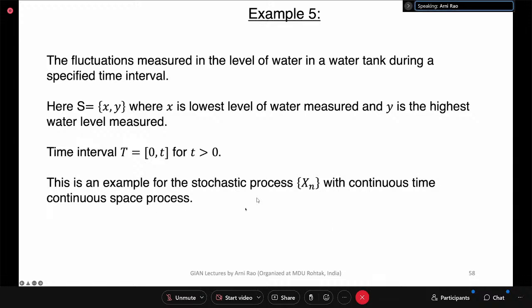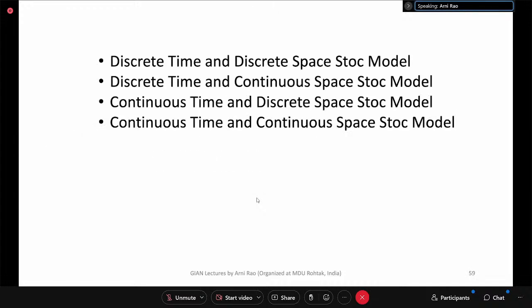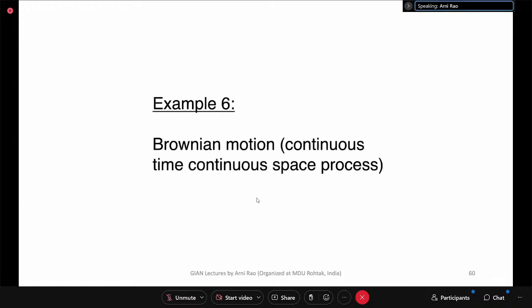So any type of model you build in the world for any type of situation, be it physics, chemistry, biology, any medical situation, anything, has to come under one of these 4 categories. Okay. There are also some mixed processes. There are exceptional cases.